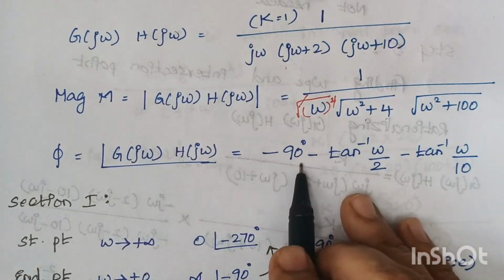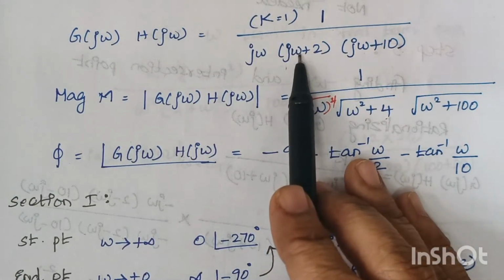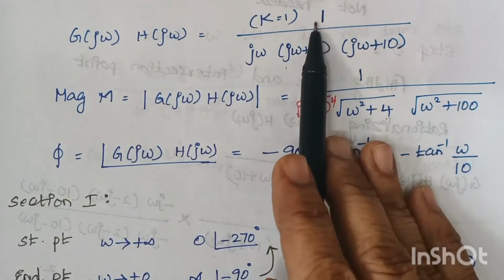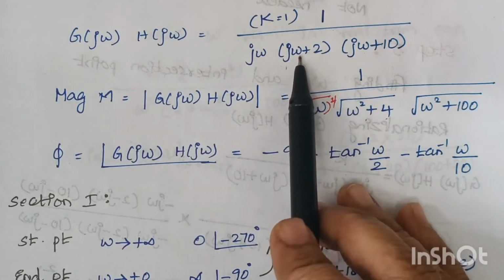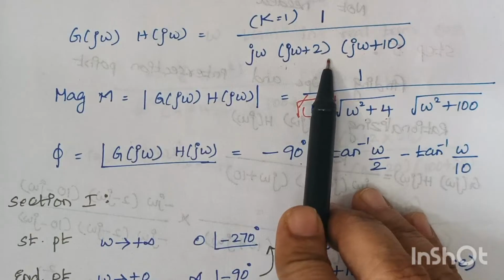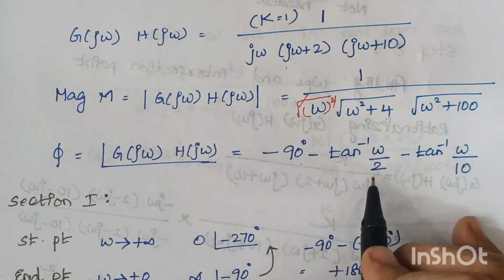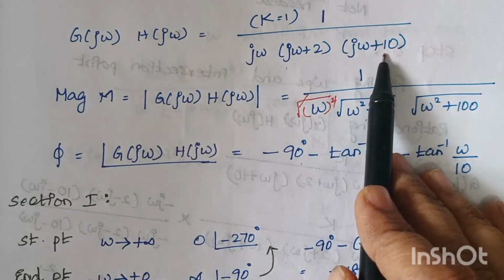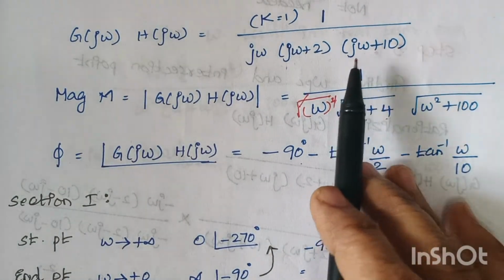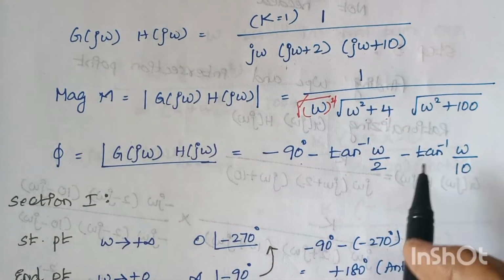So minus 90 degree. Again, this is a denominator term. I am moving this term to the numerator. So minus tan inverse of the imaginary coefficient, which is omega, and the real term coefficient is 2. So omega by 2. Again here, when you move this term to the numerator part, what happens? Again minus tan inverse of omega by 10.